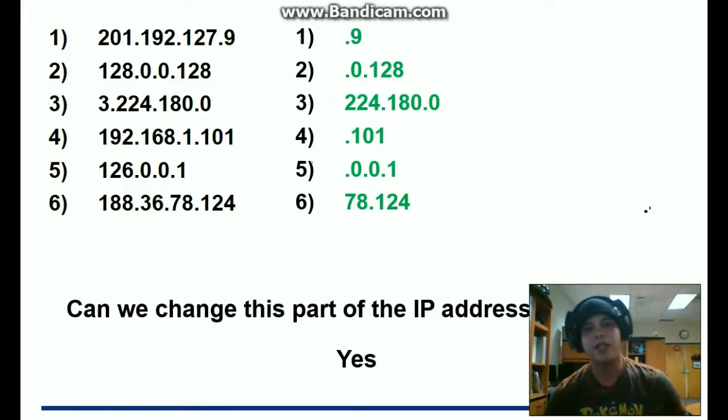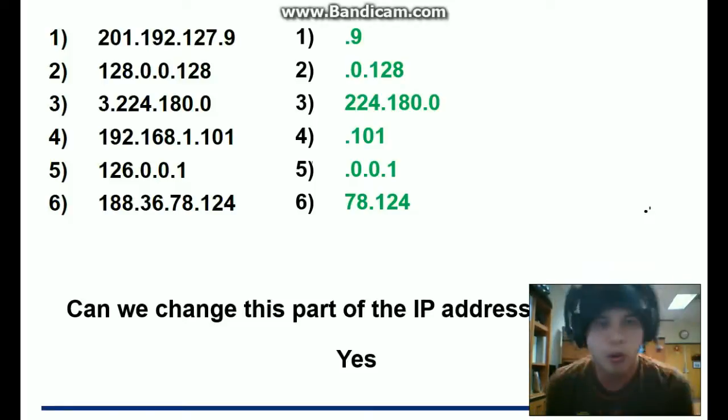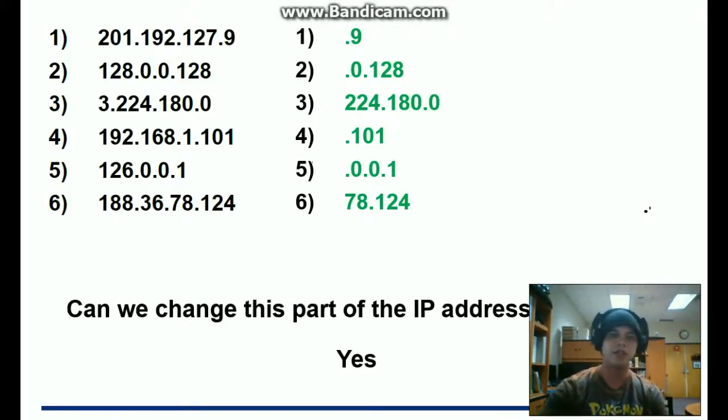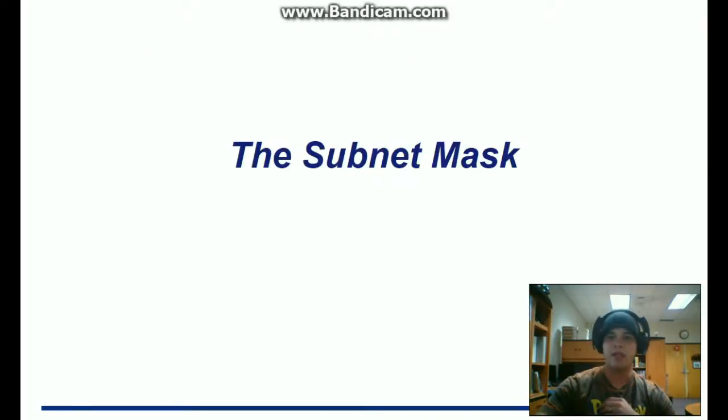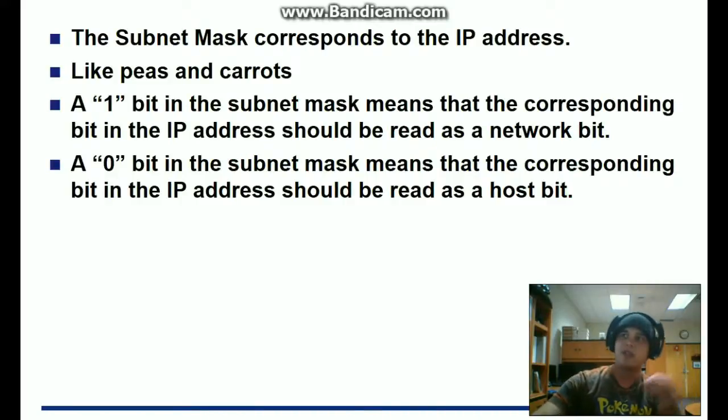So now that we've identified the networking portion and the host portion of an IP address, the next thing that we need to identify is the subnet mask. Now, subnet mask is pretty much everything to an IP address. Without it, it doesn't mean anything. I just have an address. So we need to know what that subnet mask is. The subnet mask corresponds to an IP address, and it goes together with an IP address like peas and carrots. All right, you can't have one without the other. Peas and carrots. All right.